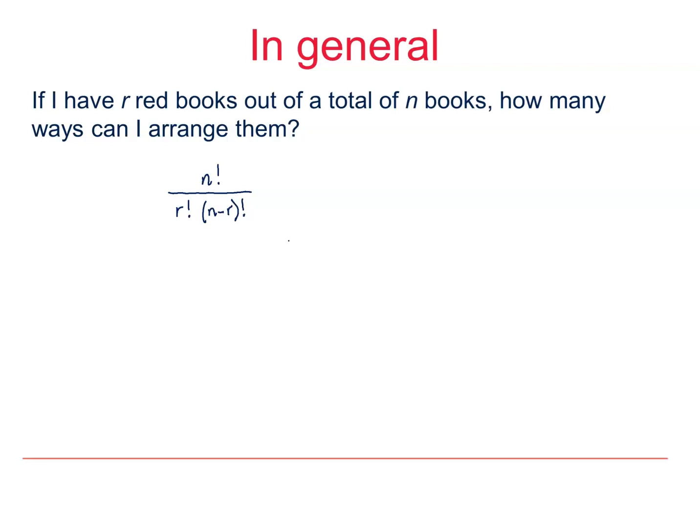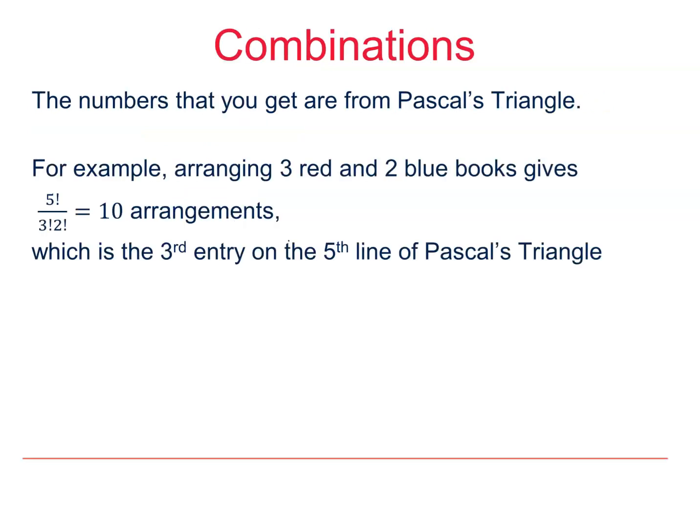When you were investigating this, did you notice that the numbers you got were all from Pascal's triangle? Let's take a quick look at this. Here's Pascal's triangle down to row 5, remembering that we start counting at 0. And we start counting at 0 here, so this would be no red books, 1 red book, 2 red books, 3 red books. And there we have our answer, 10.